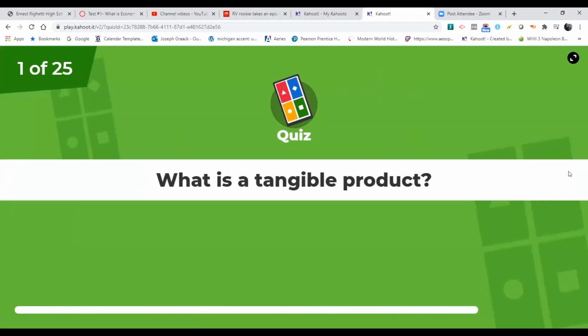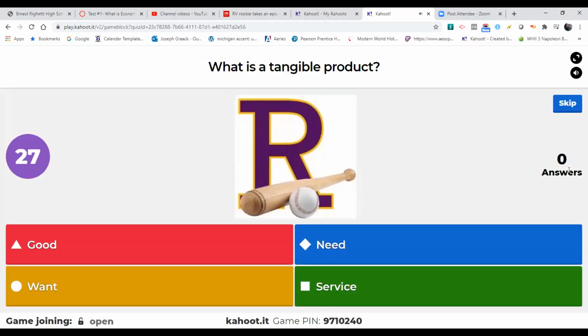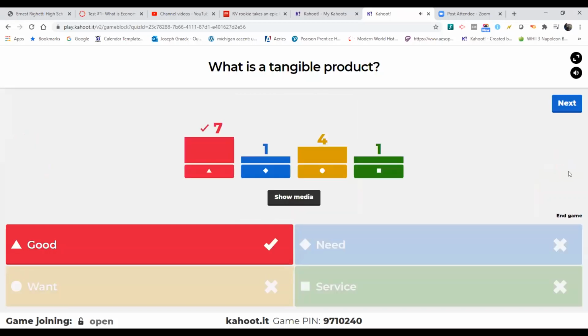What is a tangible product? A tangible product is a good, something that you could hold in your hand. We talked about it at the very beginning of the unit, right? A good is a tangible product, something you can hold. A service is something that somebody does for you. So a haircut at a barber shop, a blow-dry at a hair salon, that is a service, not a good.